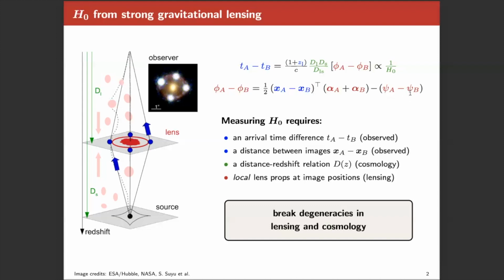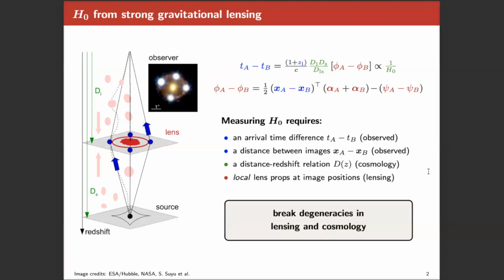So if we now want to infer H0 from this equation, we need to have the arrival time differences, the distances between the images. We also need to know a distance-redshift relation because we want to convert the measured redshifts into distances. And of course, we need the local lens properties at the positions of these images. Unfortunately, we only have this single equation. So of course, we have a lot of degeneracies that we have to break in terms of lensing and in terms of the relationship between the lens and the cosmology. Otherwise, we cannot infer H0.